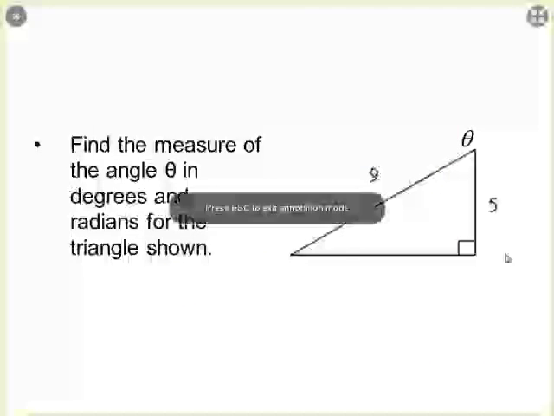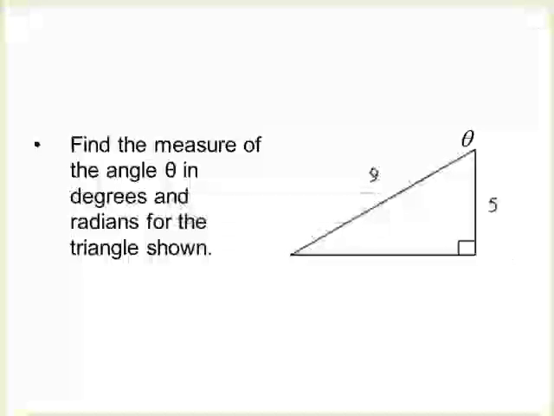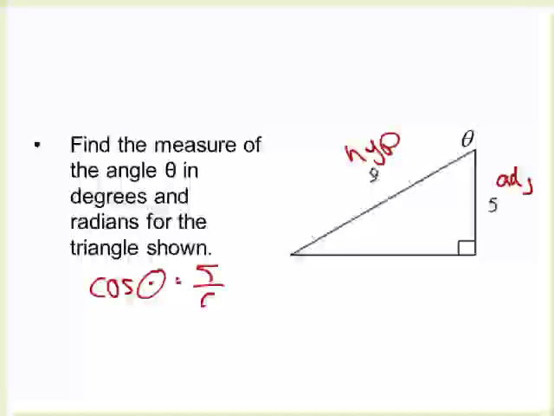For the next type of question, we're asked to find the measure of the angle. The measure of an angle is what inverse trig is used for. So according to that angle theta, what kind of a side is 5? What kind of a side is 9? So which trig function would I use if I want an adjacent and hypotenuse? Cosine. So the cosine of the angle is equal to 5 over 9.